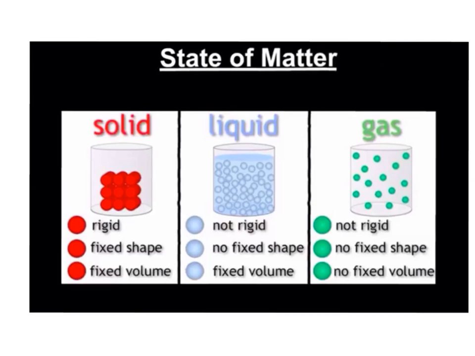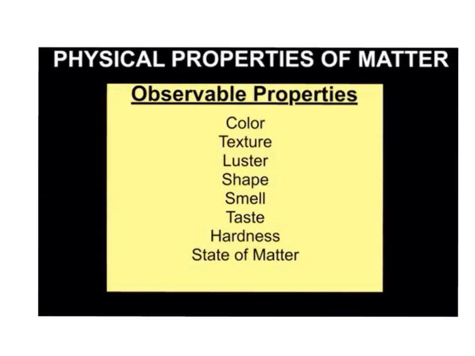And then the state of matter is always a big thing. We can have solids, liquids, and gases. We'll learn a lot more about these this year in 6th grade, so I'm not going to go into all of the things. But right now you can say, by looking at something, is it a solid, is it a liquid, or is it a gas? So these are the properties of matter that we've talked about: color, texture, luster, shape, smell, taste, hardness, states of matter.